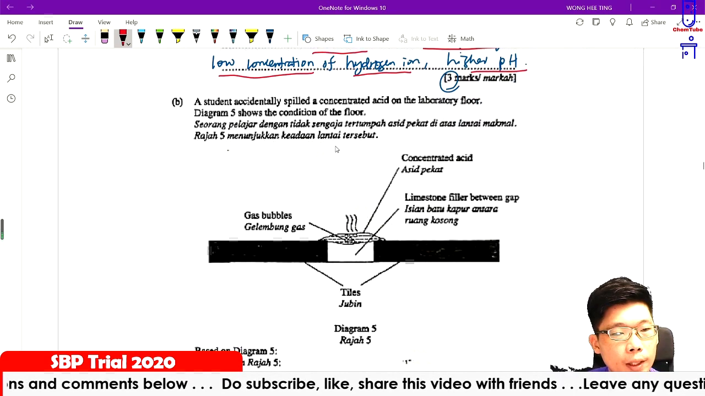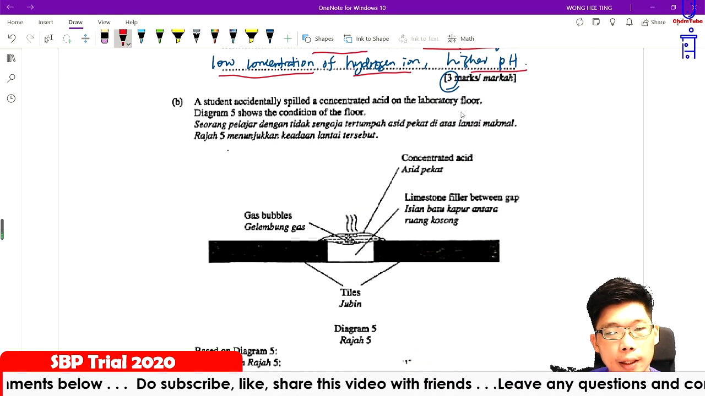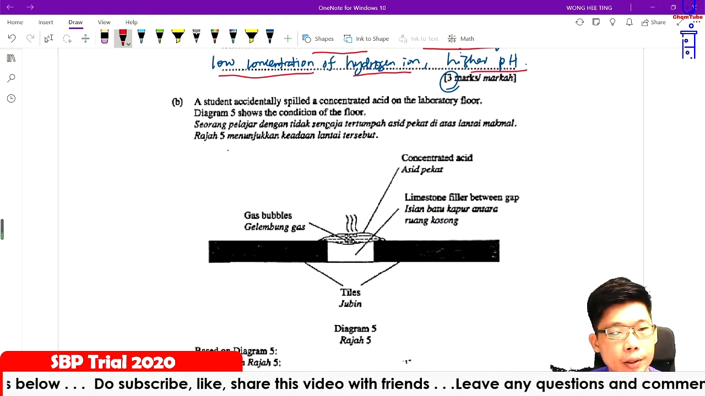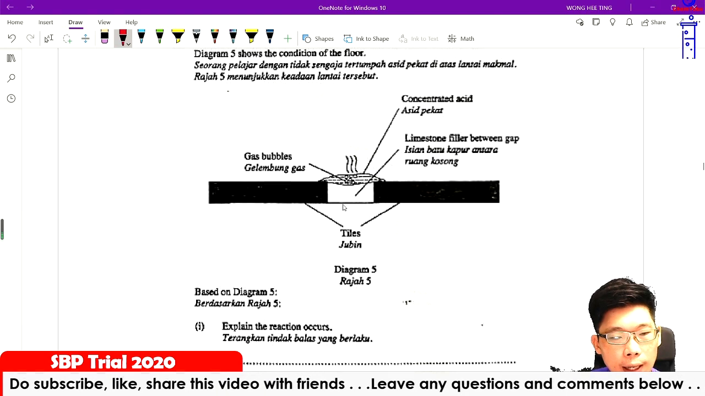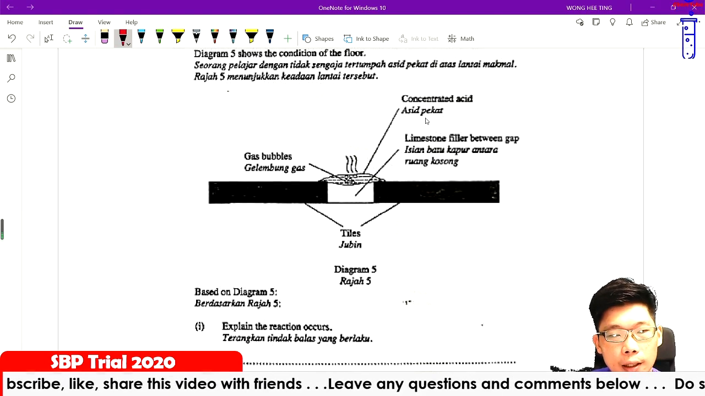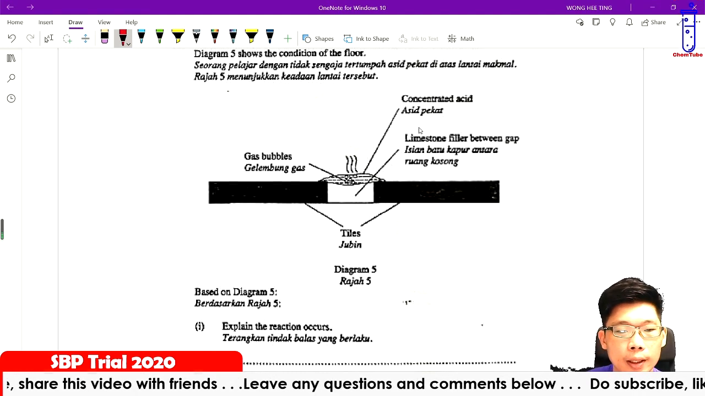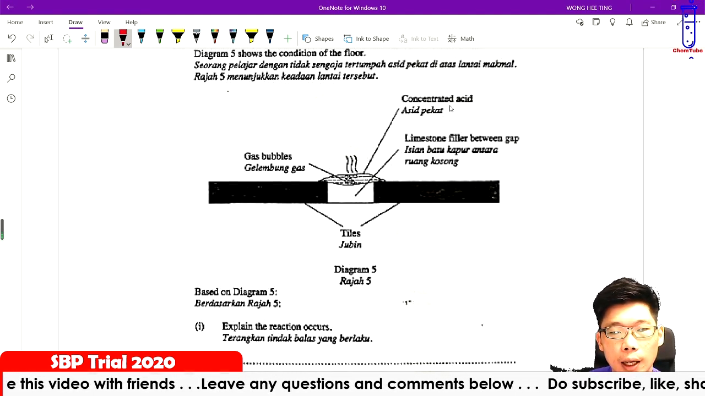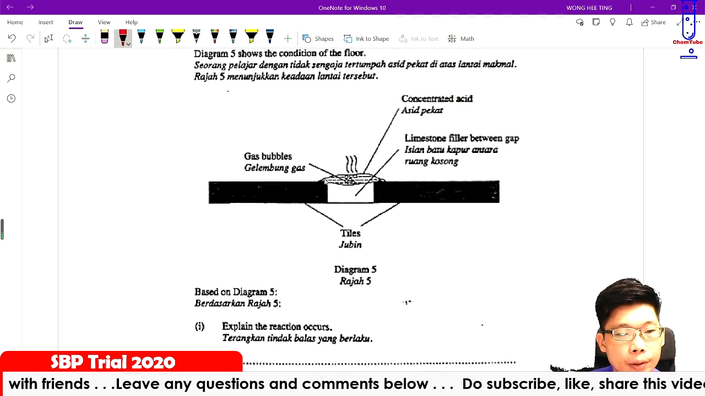So B, a student accidentally spilled the concentrated acid on the lab floor. Diagram shows the condition of the floor here. So actually these two are tiles. Here actually is the limestone filled between the gap here. Then concentrated acid drops on this limestone here. They will produce bubbles, gas bubbles here.